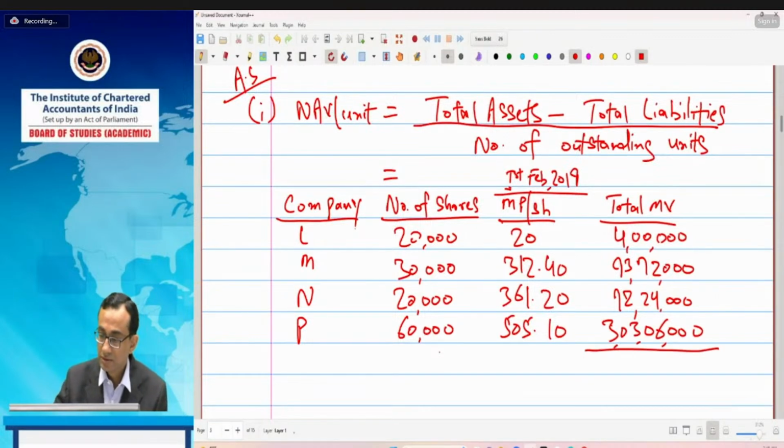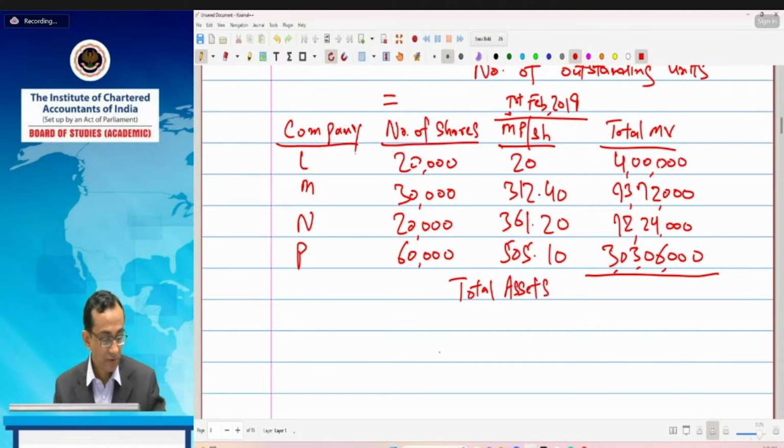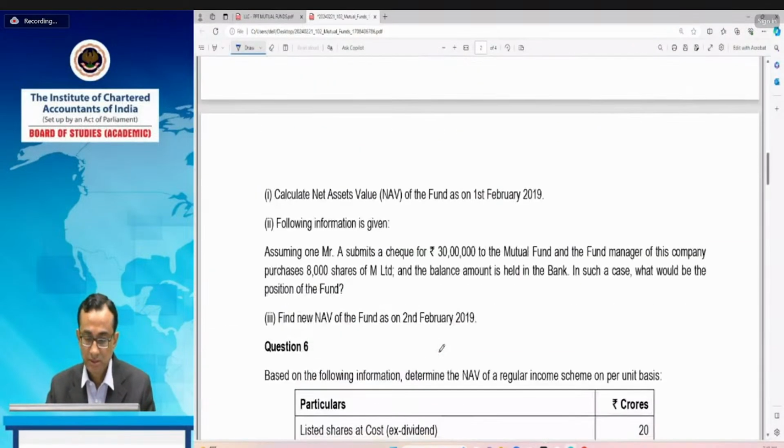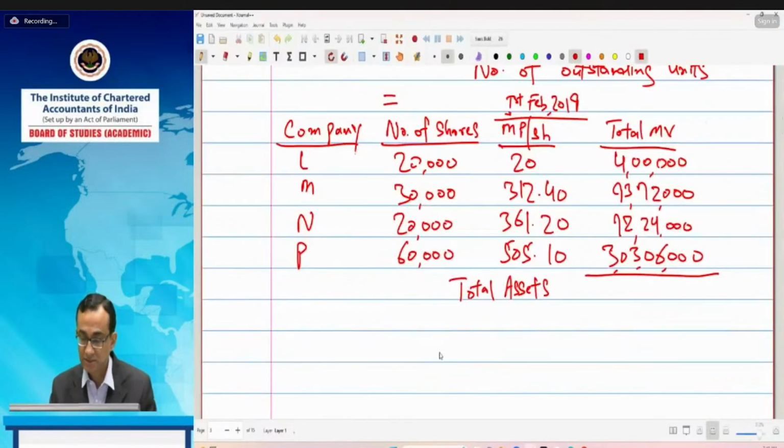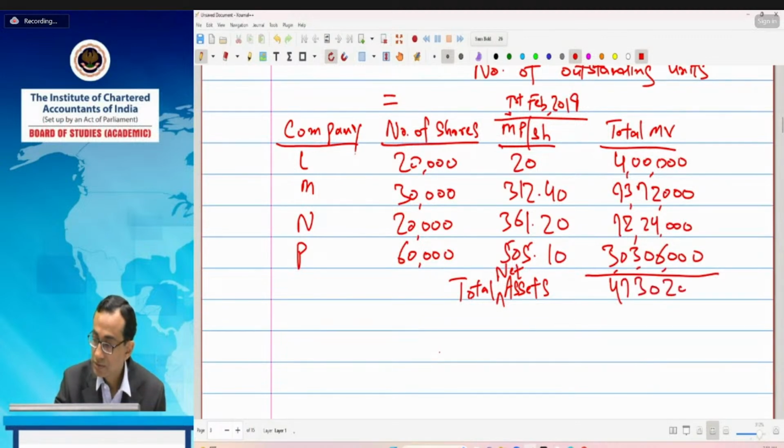Now let us calculate the value of the total assets. In this case, if you observe that no liabilities are given, so we can consider this figure as, if you see in the question, liabilities are not specifically given, so we will consider it as the total net asset value itself. So you can say total net assets. So we will add all these figures. So it is actually coming to 4730, 4 crore 73 lakh 2,000. So this is the total assets.